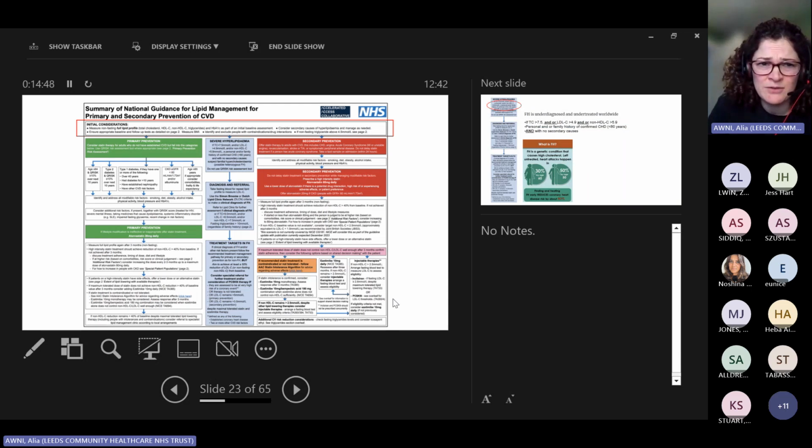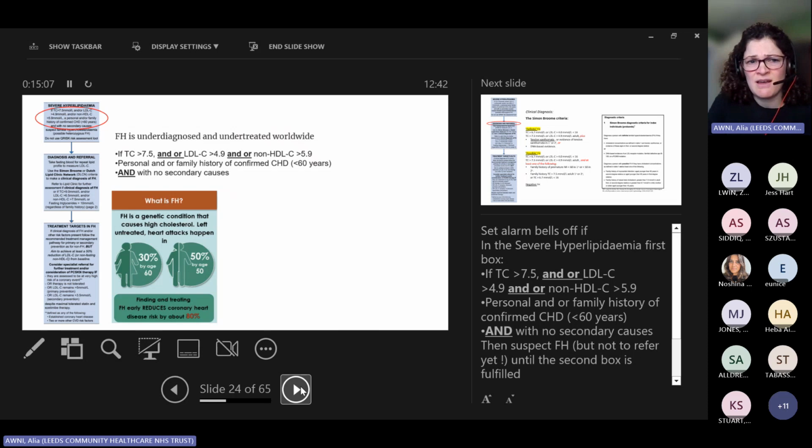So the first thing we do is make sure that we do the initial consideration. We do the full lipid profile and the baseline assessment, making sure that we consider any secondary causes of hyperlipidemia, and we adjust and manage that. FH is undiagnosed and undertreated worldwide.